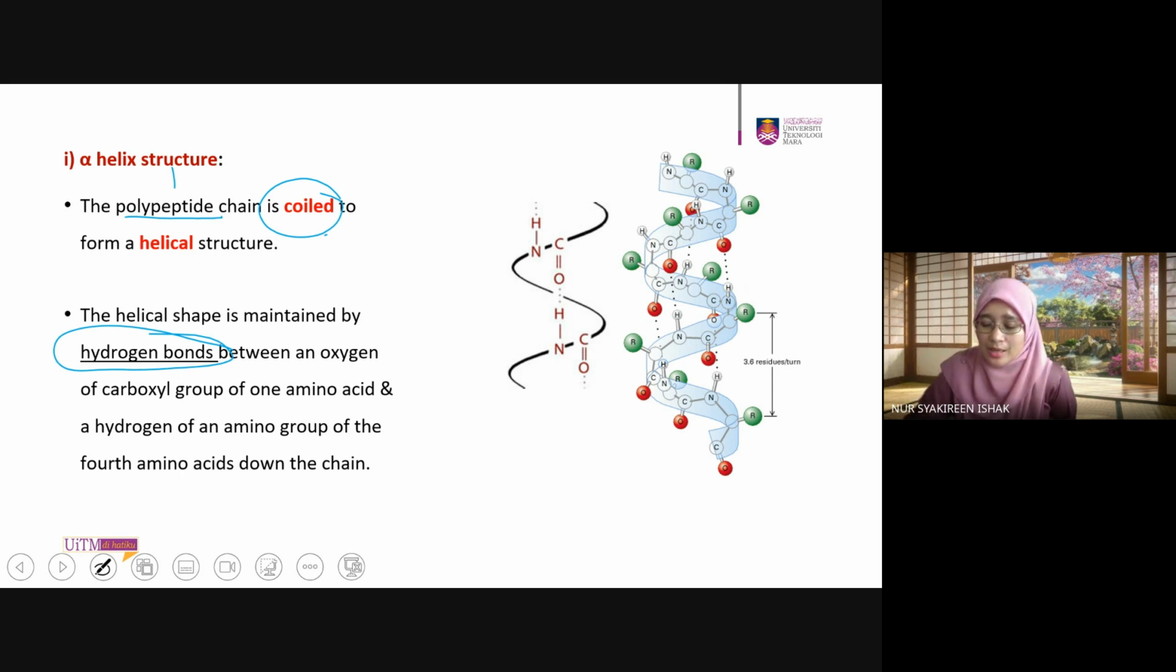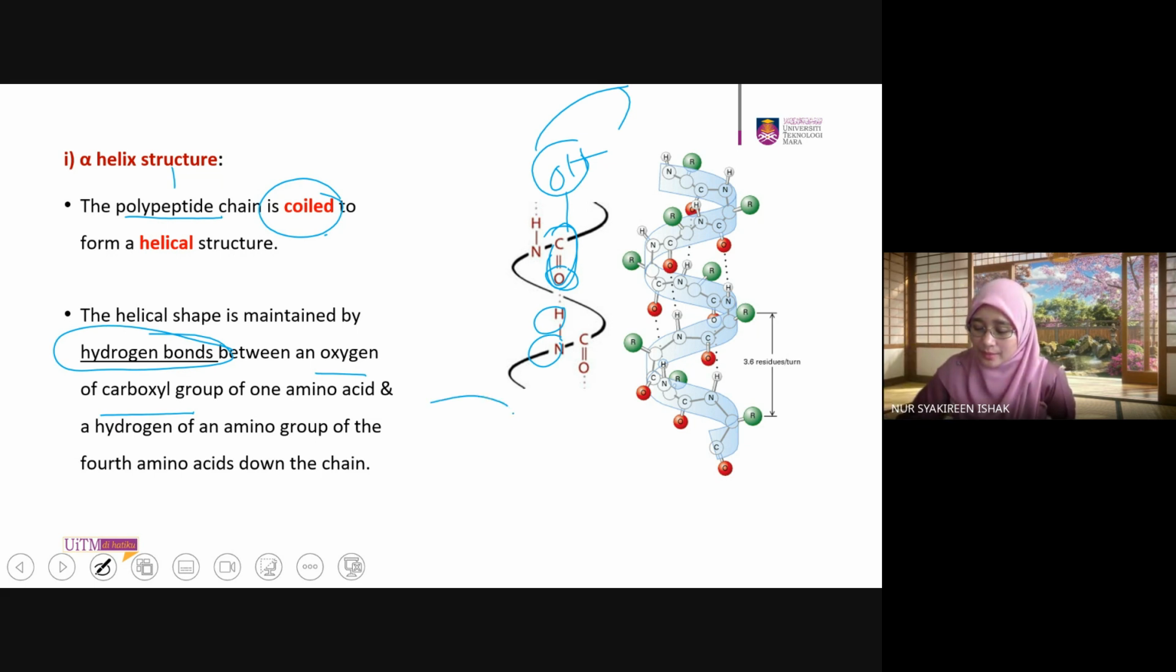hydrogen bonds, between oxygen of carboxyl group. Asalnya dia carboxyl lah, bila dalam keadaan ni orang nampak dia macam carbonyl, kan. Tapi sebelum tu initially dia ada OH kat situ. Tapi sebab dia nak form bonds, OH ni release tadi dalam proses dehydration. So between oxygen of carboxyl group of one amino acid and hydrogen of amino group of the fourth amino acid along the chain.